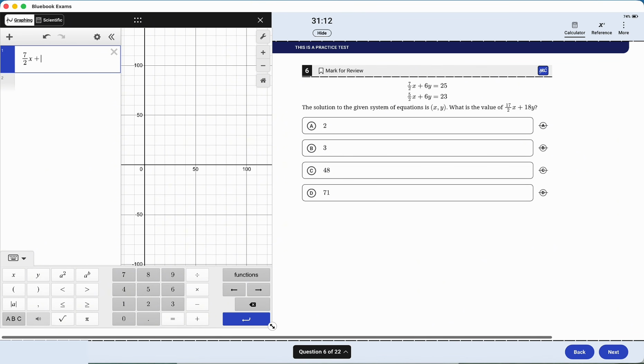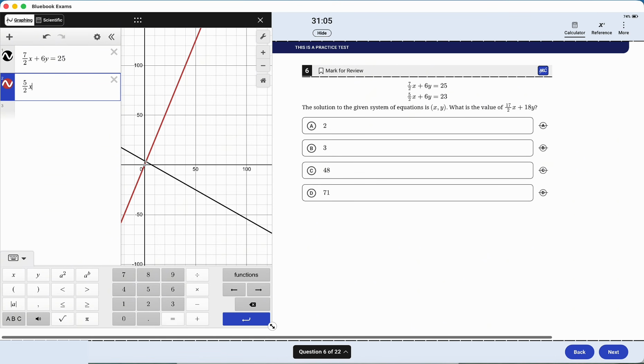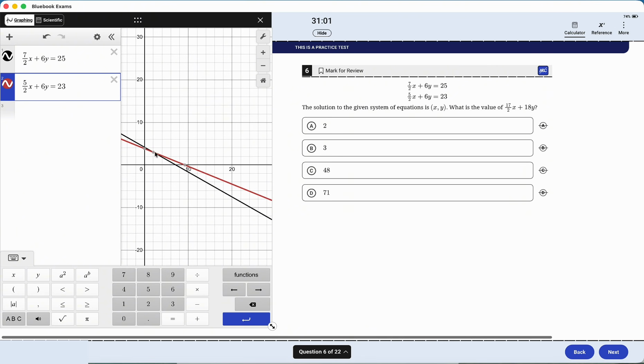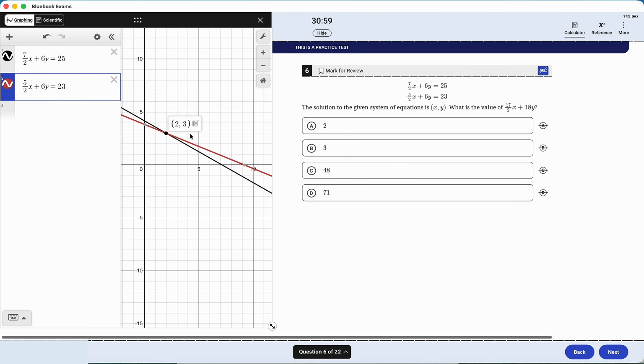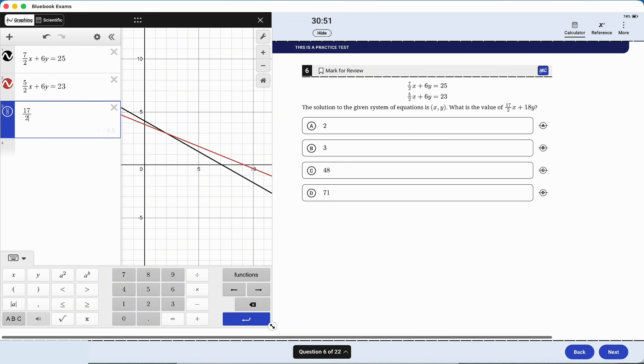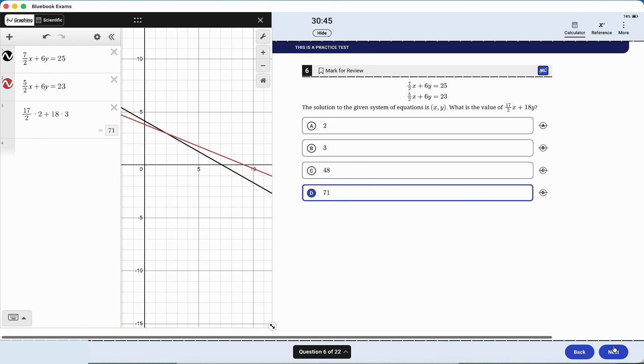Systems of equations. This is our first system, right? Usually they have multiple systems in a test, right? Simple freebies, right? Just throw this in Desmos and you can see where they intersect. Just make sure you're zoomed in correctly to find where they intersect. Here it is, right? So this is our point. So we just got to do x is 2, y is 3. So it's going to be 17 over 2 times the x, which was 2, plus 18 times 3. And we get our answer, 71. Simple. Systems should be freebies.